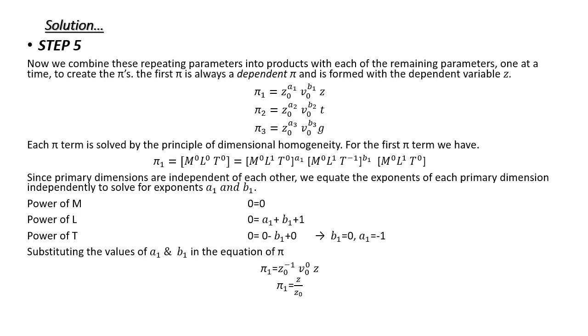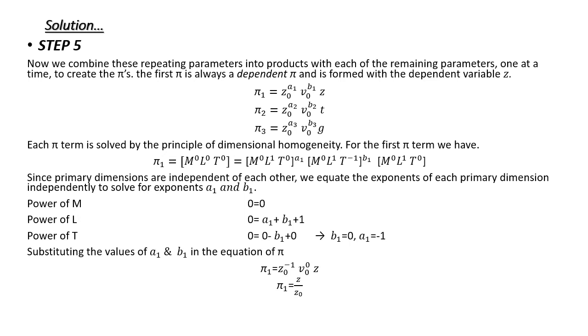Okay, now pi 2 is z naught to the power a2, v naught to the power b2, and out of those, z was already written and remaining were t and g. I am writing t here. Okay, this is one dimensionless term. Now pi 3 is equal to z naught to the power a3, v naught to the power b3, and the remaining is g. Okay, so now total number of pi terms, how much do we get? N minus m, that is 5 minus 2 is equal to 3. So these three, pi 1, pi 2, pi 3 are our dimensionless terms.